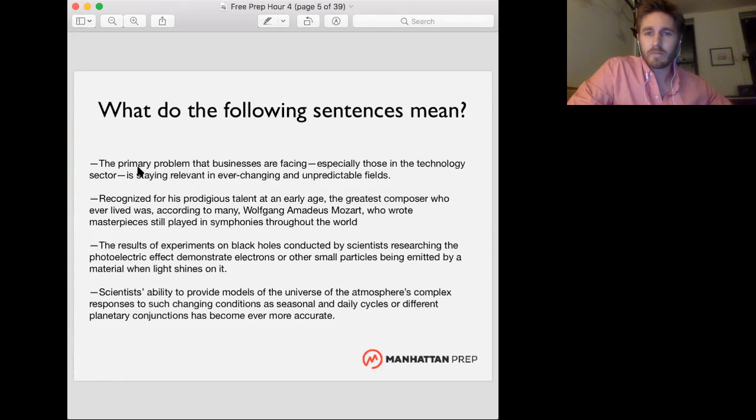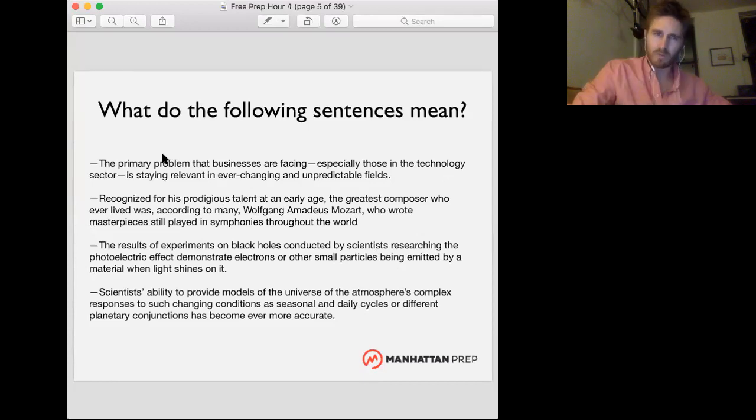so let's look at the first one. What meaning error do we find in this first sentence? How would a computer read this sentence? Any thoughts? Rachel says problems could be in the tech sector or businesses in the tech sector. Well, I don't quite understand that. I think it should be problem facing. Should be the problem facing the business sector.